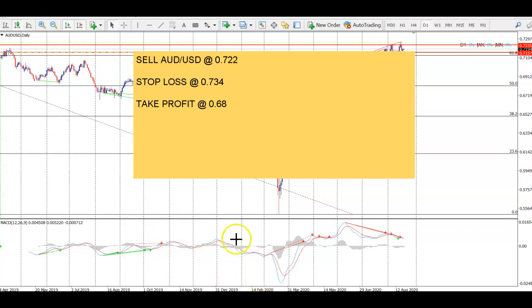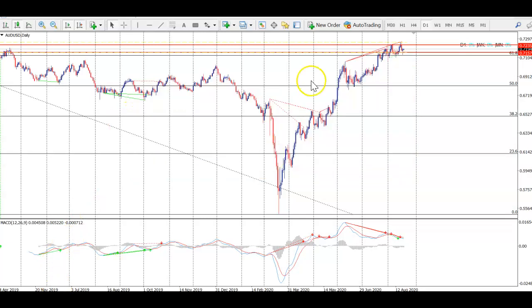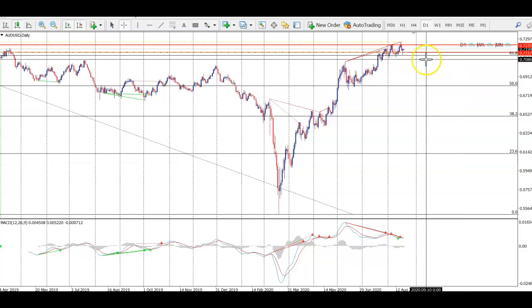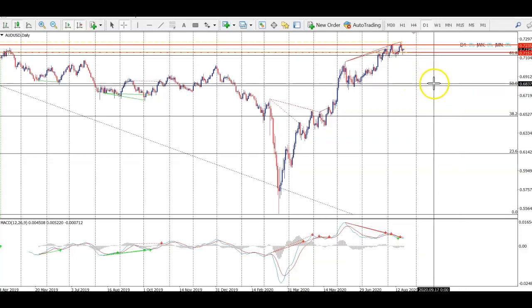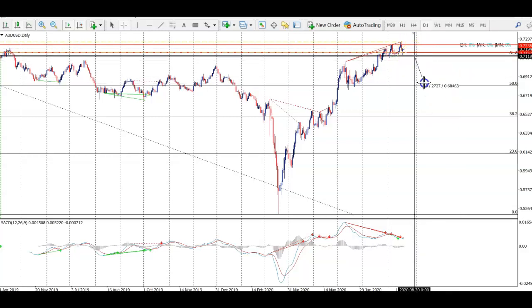Okay, we'll just move this. So screenshot that now. Sell AUDUSD at 0.722, stop loss 0.734, take profit 0.68. And let's see the take profit, the reason why. Basically, take profit is going to be around the 50 Fibonacci line here. It's an easy target, and the market will move fast. Once it breaks this line, it will move fast down towards this area. So that's the anticipation for the week ahead.